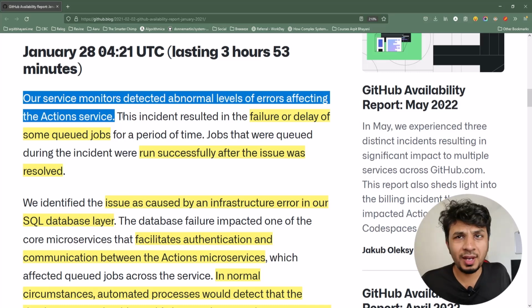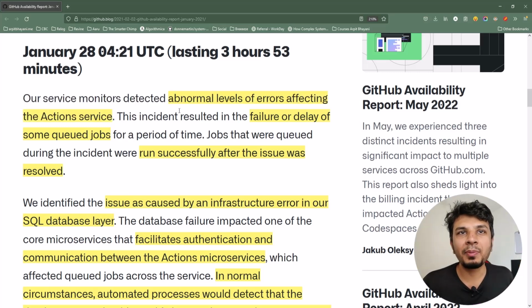By the way, most of the outages that I've seen of GitHub are related to action service. My best guess is because it is a very high throughput service, it is very prone to outages. A lot of them have been around action service. But yeah, some abnormal level of errors affecting action service.